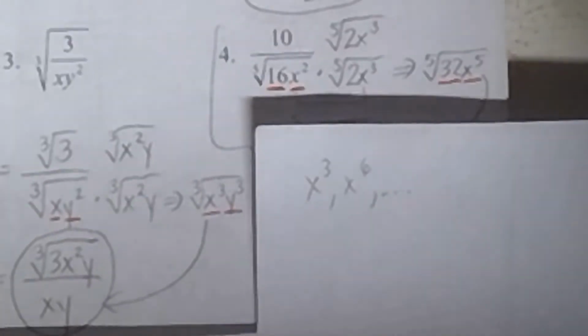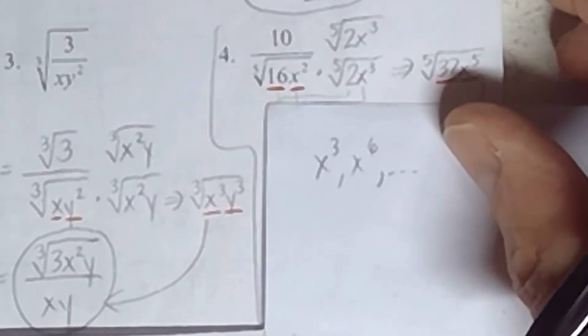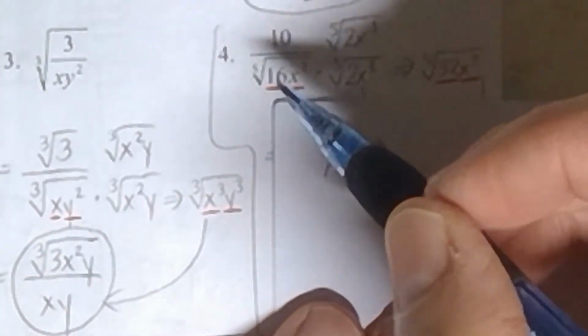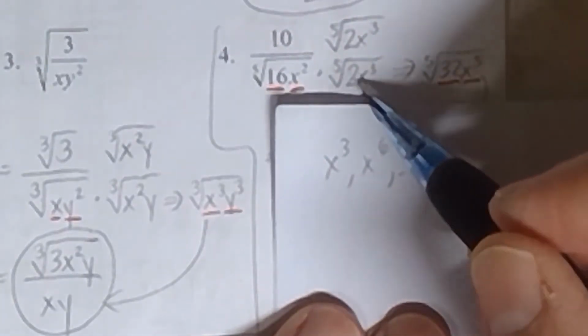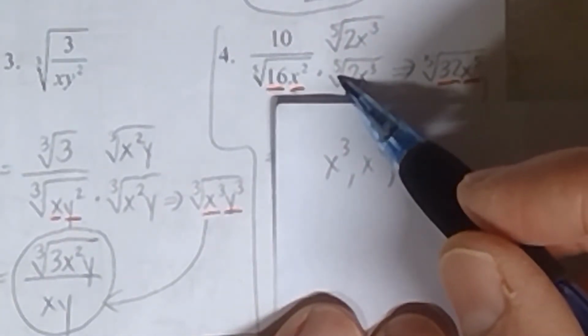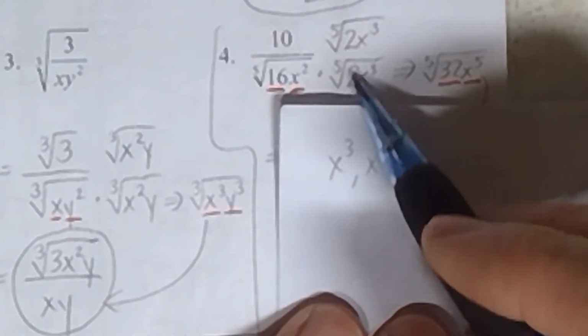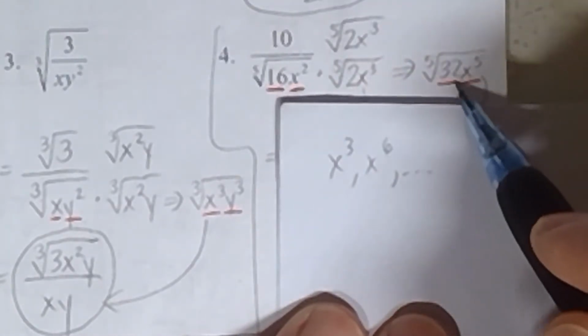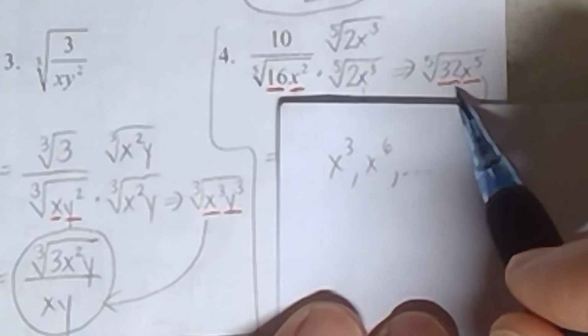Bring that up. There we go. Why did I multiply by 2x to the third? It's because we know that 32 is one of the numbers on the perfect fifth power list, which is what we're looking at, since this is a fifth root. So 16 times 2 will give me that 32 that I want.